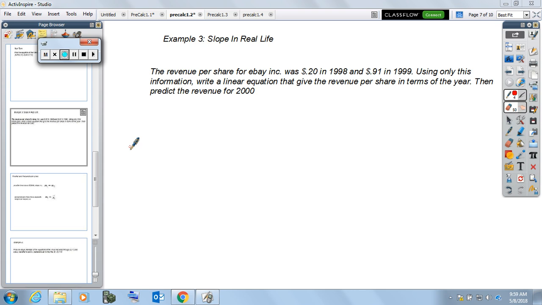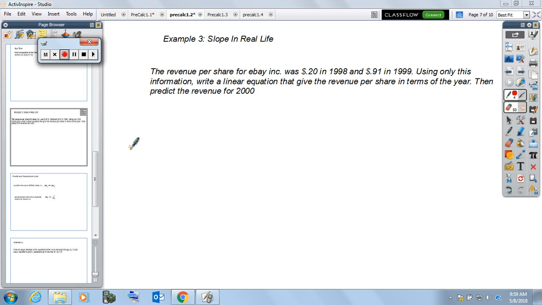So the revenue per share for eBay Inc. was 20 cents in '98 and 91 cents in '99. Using only this information, write a linear equation that gives the revenue per share in terms of the year. Then predict the revenue for 2000.